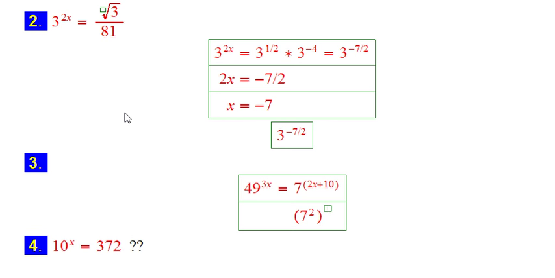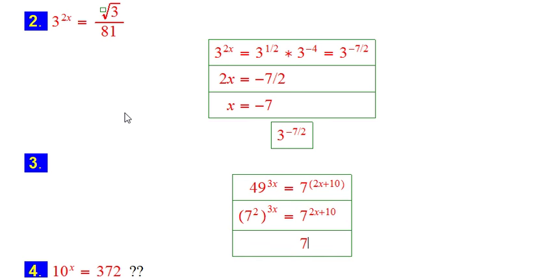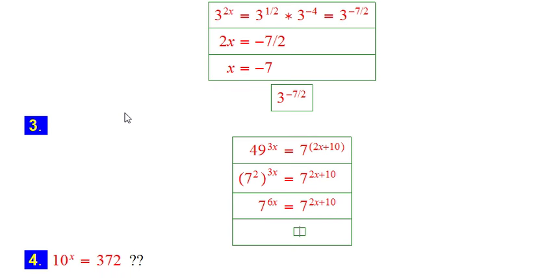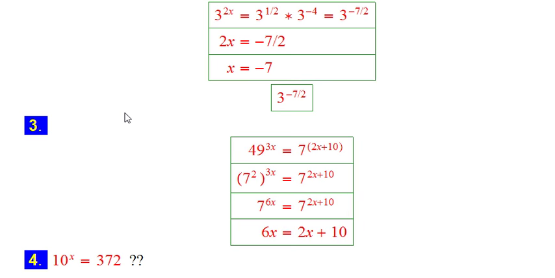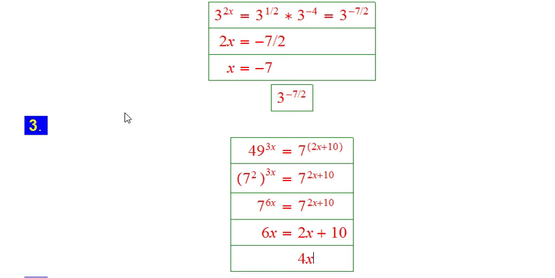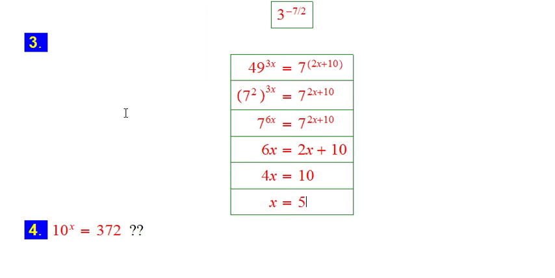So the key here is that 49 is secretly 7 squared. Now they're both exponential expressions with base 7. Let me use rules of exponents. The 2 and the 3x multiply. And so I've got 7 to the 6x is 7 to the 2x plus 10. And again, the only way that those could end up being equal is if I'm raising 7 to the same power. It's a fundamental thing about exponential expressions. It's not trivial that that's true, but it is true. So the only way that could happen is the exponents are equal. And so 4x equals 10, x equals 10/4 or 5/2.